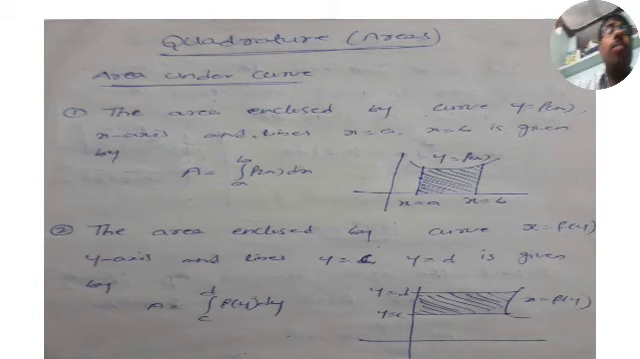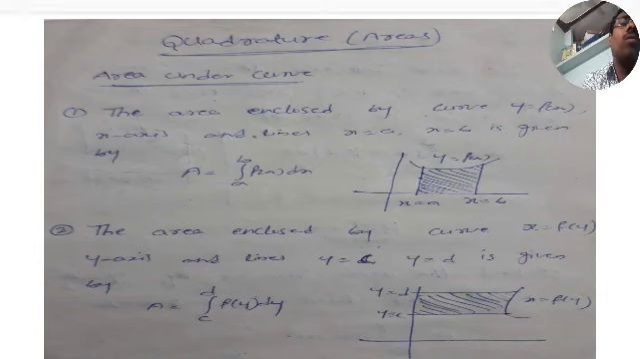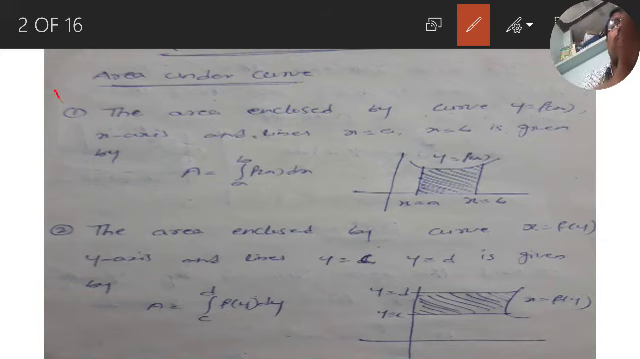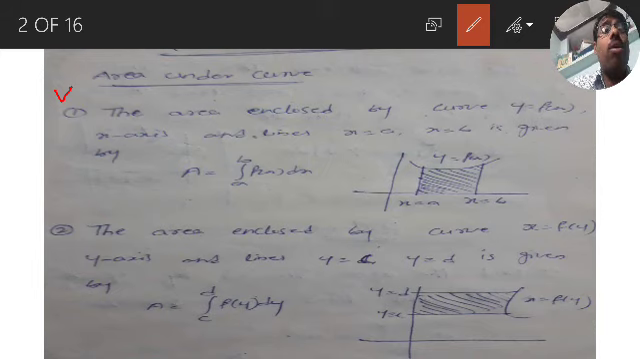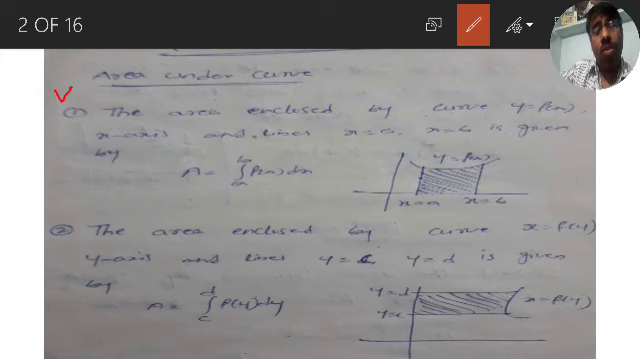My first formula, the area enclosed by a curve, area under the curve. Let us learn. The area enclosed by a curve y is equal to f of x, x-axis and lines x is equal to a, x is equal to b is given by A is equal to integration a to b f of x dx.